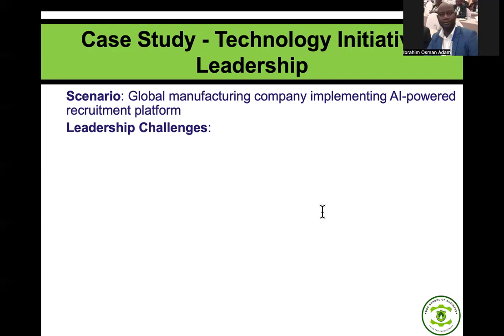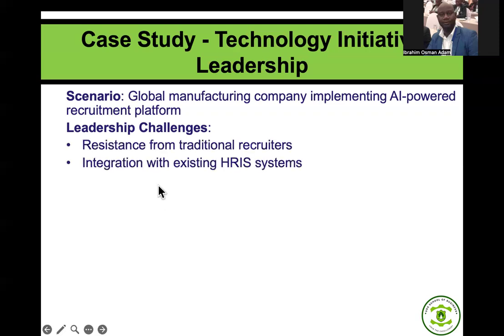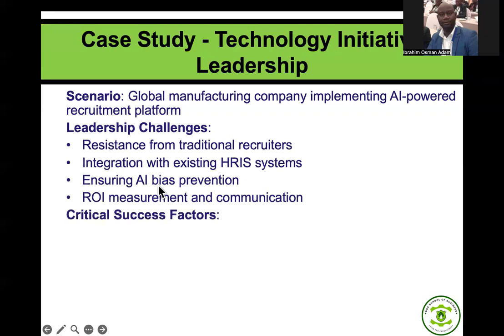The second challenge is that the system needs to integrate with whatever was already happening in the organization. So you may have integration challenges. Maybe the CEOs or the board may be concerned that the AI may be biased in how it will analyze and shortlist candidates for recruitment. These are some of the challenges.